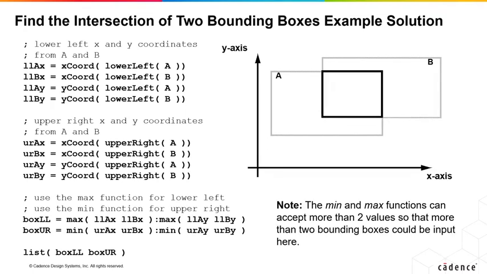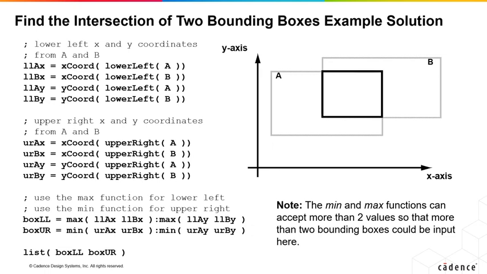Here is the example solution for finding the intersection of two bounding boxes. In the first section, we'll find the lower left x and y coordinates from both A and B. So it's very similar to the prior solution. We'll be extracting the lower left x coords and the lower left y coords for both A and B. And in the next block of code, we'll be doing the same for the upper right. So in the second block of code, we use the upper right function, and then we pass that to the x and y coord functions for A and B. And then finally, this is basically the reverse of the prior solution.